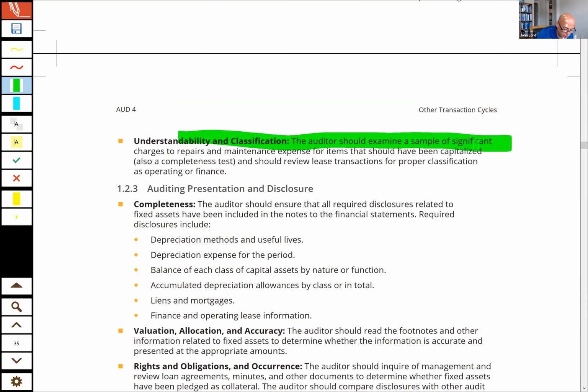Again, you may want to look at the repair and maintenance. That's really getting to a classification issue. Did they put something in the repair and maintenance expense that should have been capitalized? Okay. And then when you talk about presentation and disclosure, the depreciation methods that are used, useful lives are the type of things that you might expect to see in the disclosures. Liens, mortgages associated if you've pledged the asset as collateral or whatever.